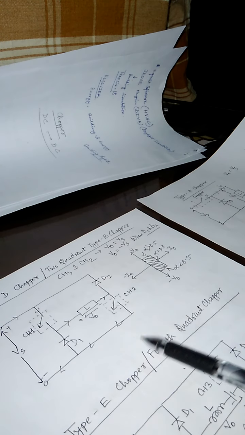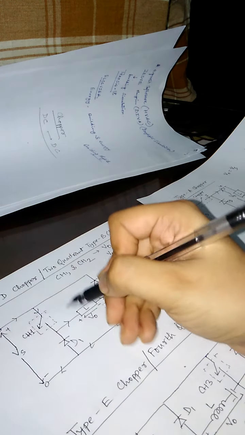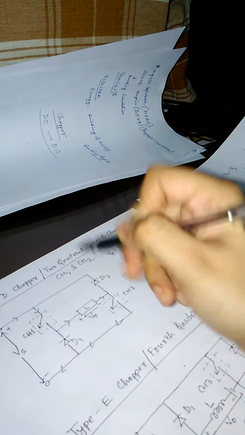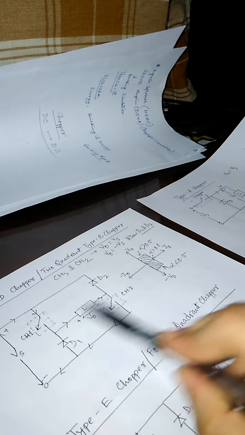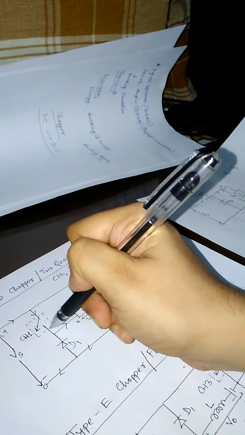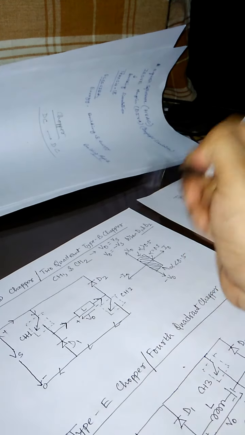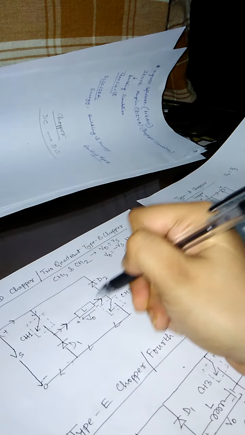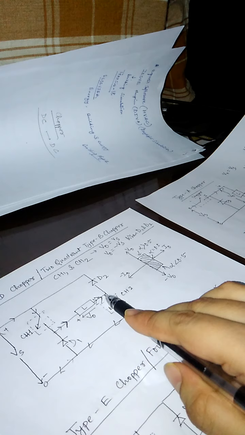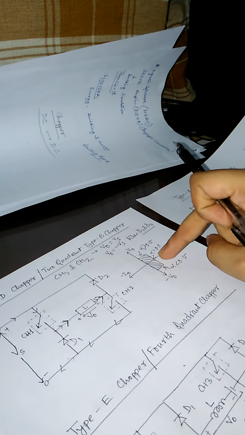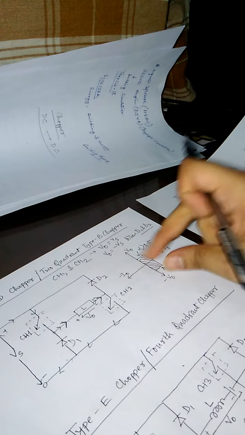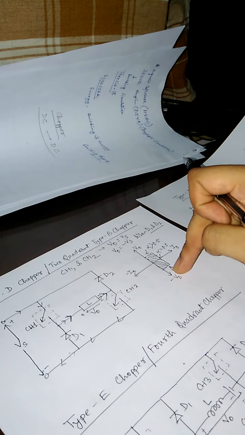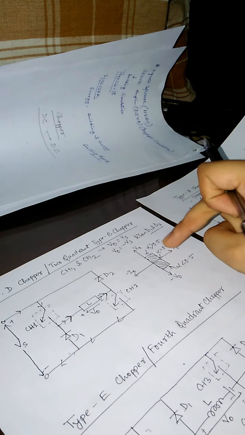But if we consider the current, you can see that the current goes through the load in the same direction for both sides. When CH1 and CH2 are on, the current flows through the load from this side to this side, and when D1 and D2 are on, again the current flows through the load from this side to this side. That means the current direction is the same in both cases. So the current is considered a positive current, but the voltage polarity will be reversed for the operations. So this is the two quadrant chopper, or type B chopper.